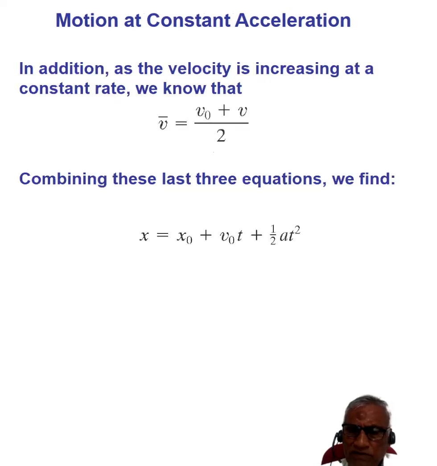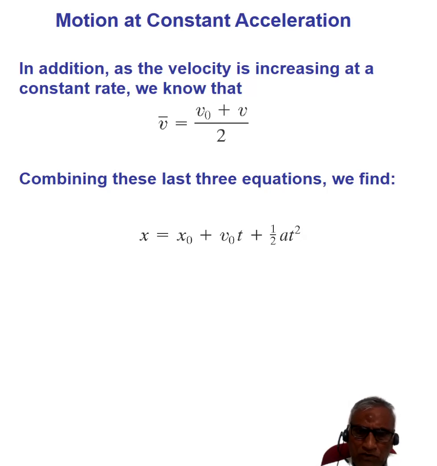this also is defined as average velocity, v0 plus v by 2. This is valid only if the acceleration is constant, not otherwise. So where we are having an increase like this, that means a straight line, the velocity is increasing in a straight line. When the acceleration is constant, the average velocity can be defined as v plus v0 by 2.